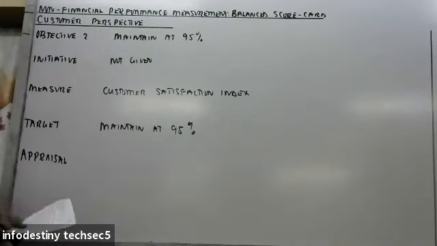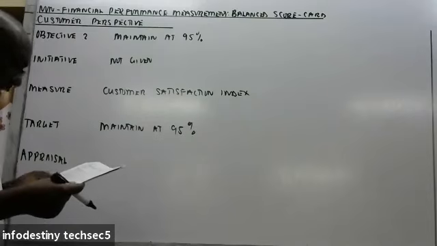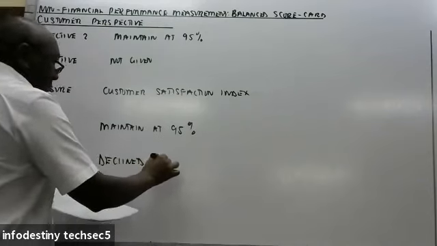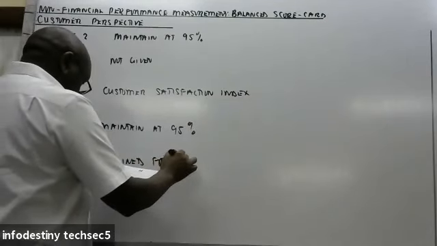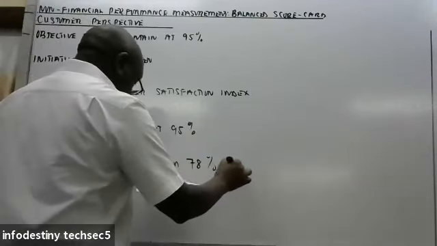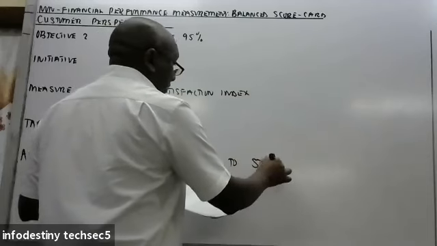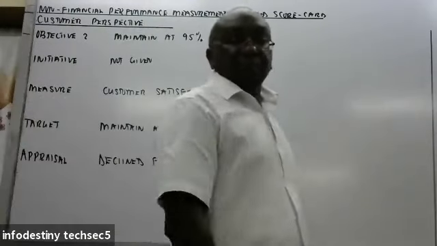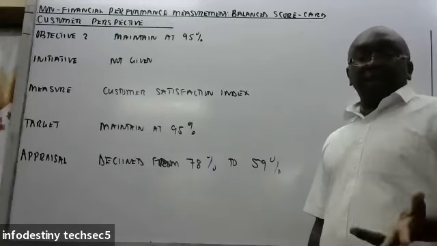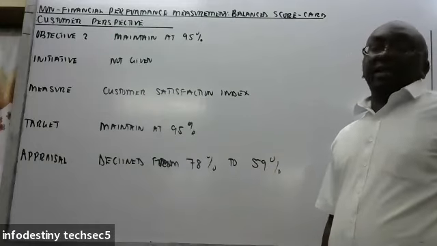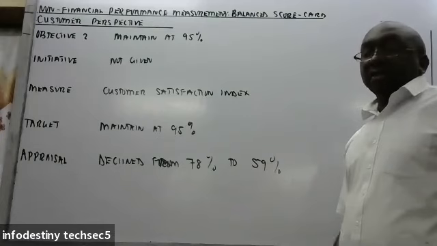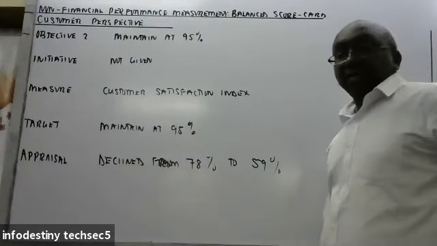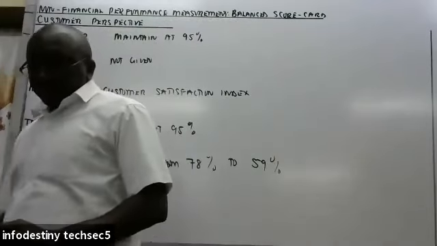Now the appraisal. Looking at that index, it declined from 78% to 59%. And maybe that can be explained by the fact that the loyalty points given to customers reduced. So these customers maybe noticed and started getting angry. That's why the index is low. So that shows that we are not doing so well as far as our customers are concerned.